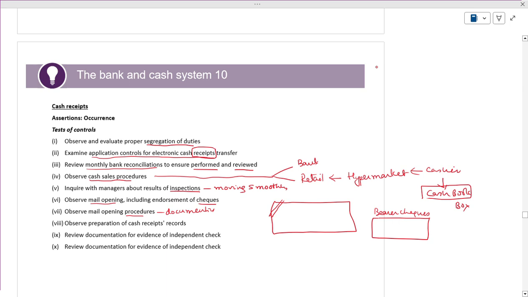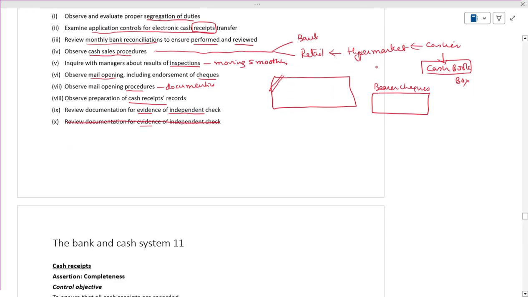Observe preparation of cash receipts records. You are observing how the client staff is preparing cash receipts. Review documentation of evidence, whether somebody is doing independent checking or not. Both are review documentation for evidence. This is with respect to occurrence.